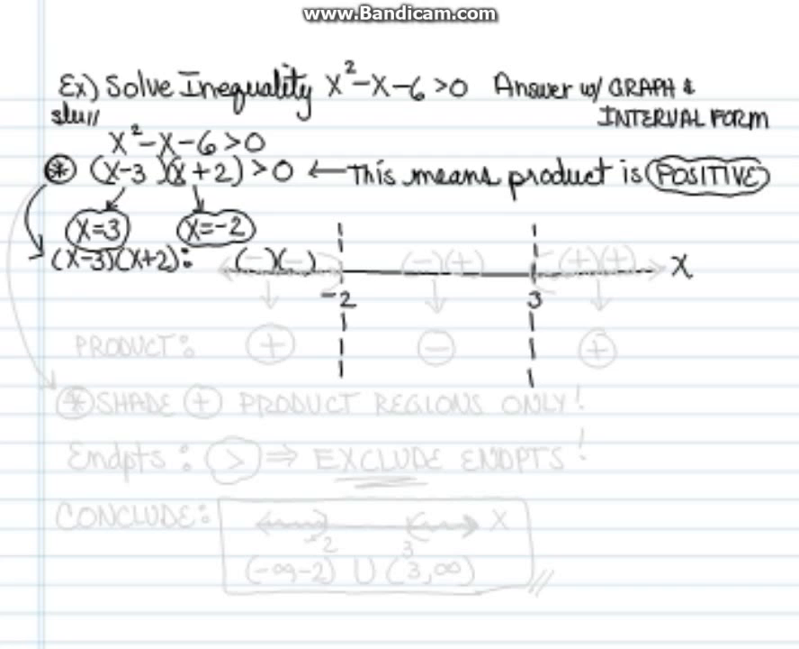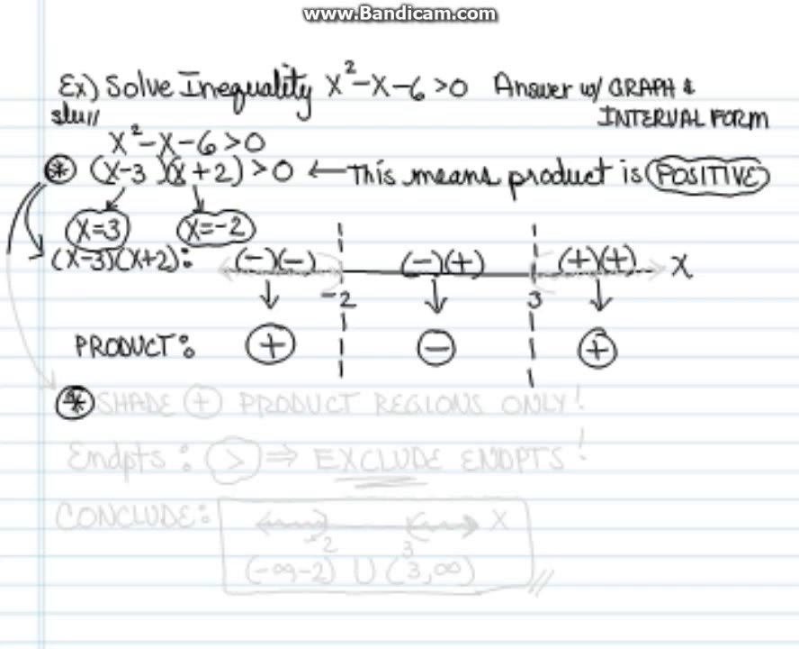We're going to choose a value in each region. On the left side of -2, we'll choose -100 and plug it in. -100 minus 3 is negative, times -100 plus 2 is still negative. So on the left, a negative times a negative equals a positive for the product. In the middle, we'll choose 0. A negative times a positive will give us a negative. And we'll use positive 100 on the right. It makes both factors positive. They multiply to a positive.